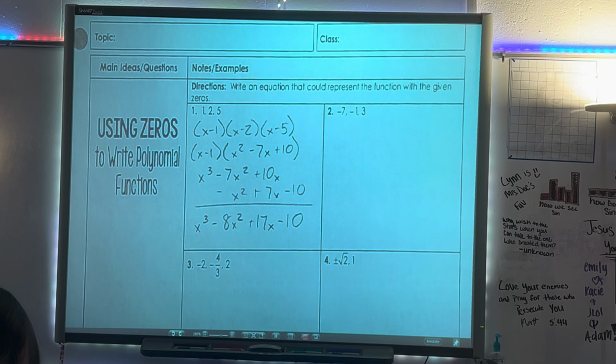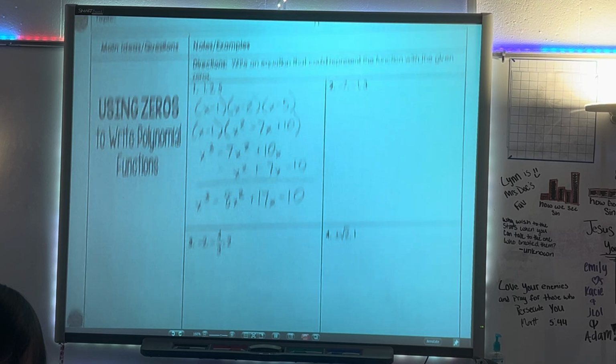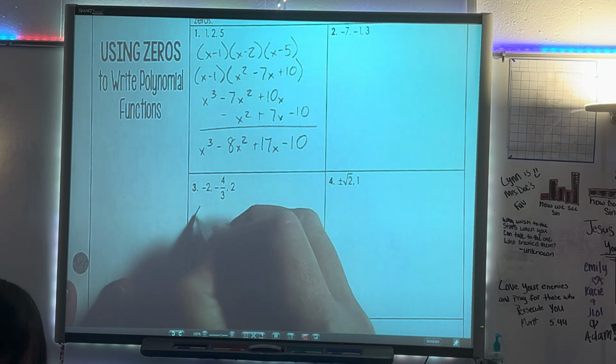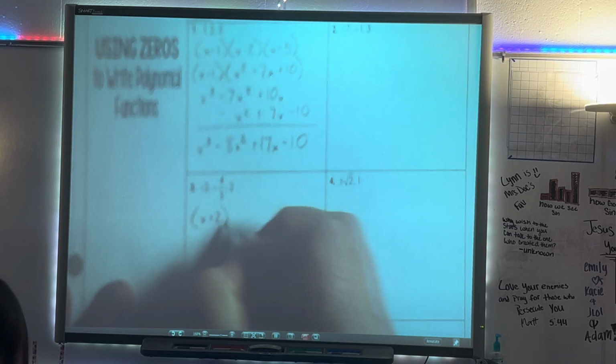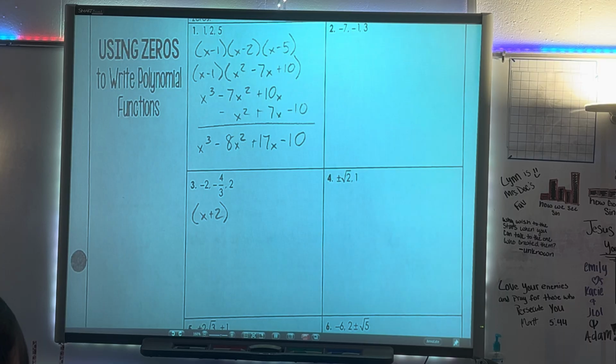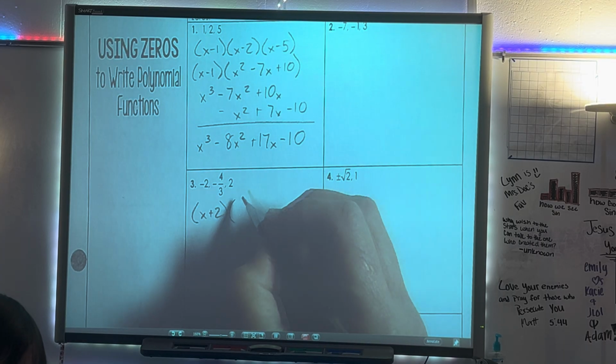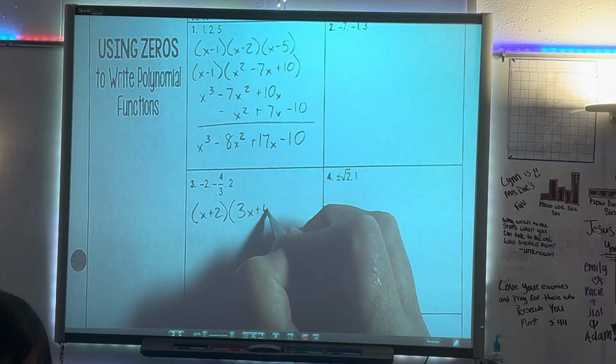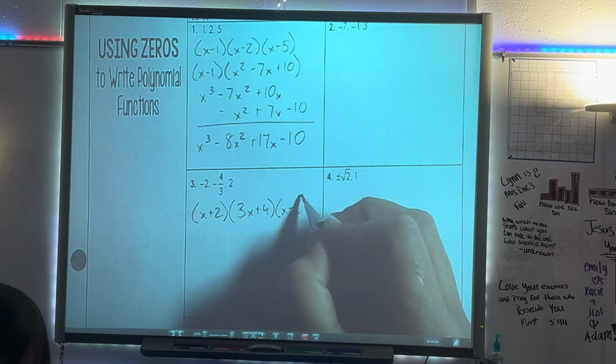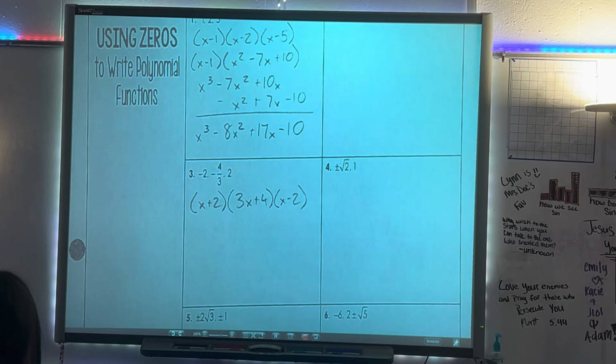I'm going to skip to, on 3, we have x plus 2. What is that, negative 4/3? How am I going to write that as a factor? 3x plus 4. And then x minus 2. I'm not going to work that out. I just want to make sure y'all are good with the one that was the fraction.